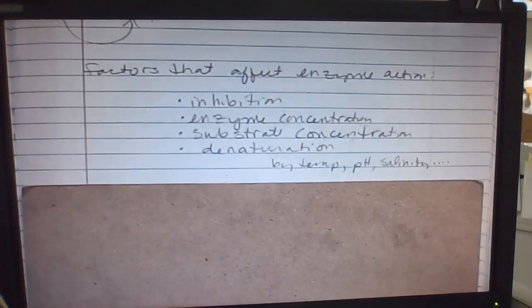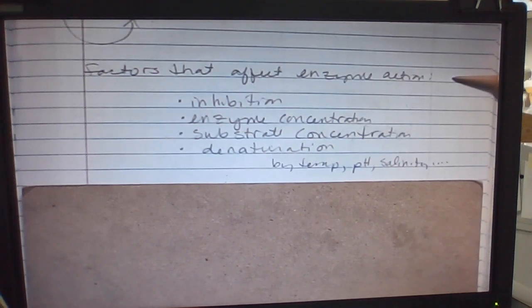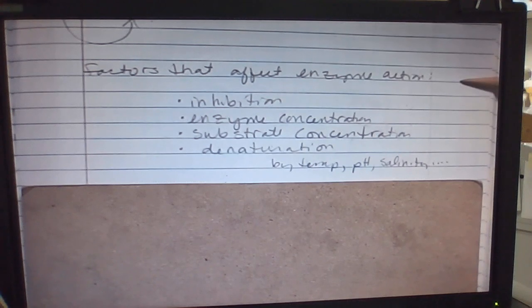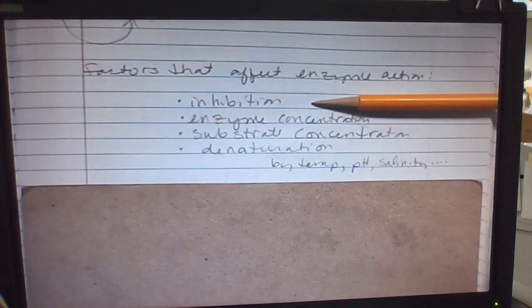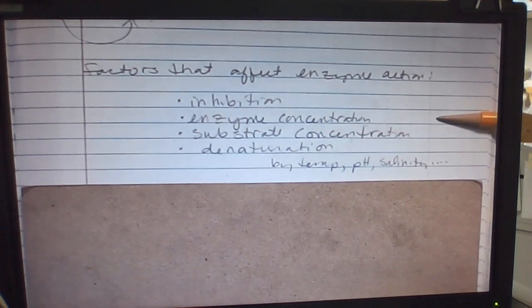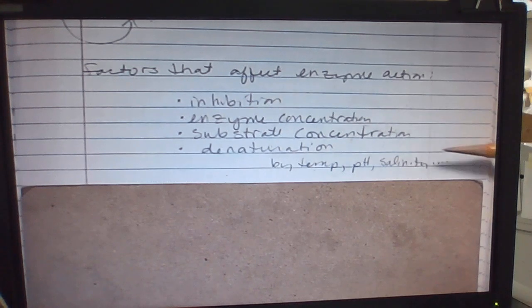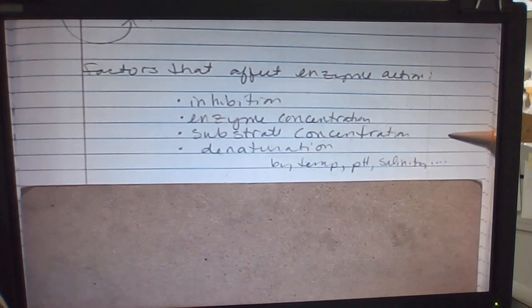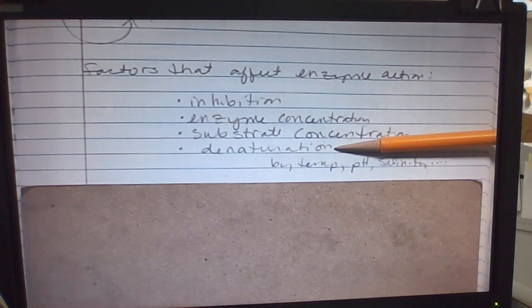Enzymes are not used up in a reaction. They can be used over and over and over again. But there are some things that can affect enzyme action. It can have an effect on their efficiency. So some factors that affect enzyme action: inhibition, the enzyme concentration, the substrate concentration, and denaturation.